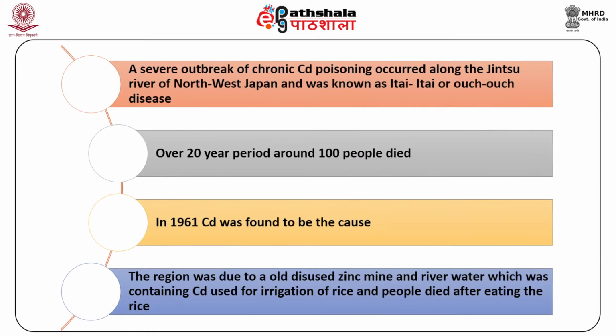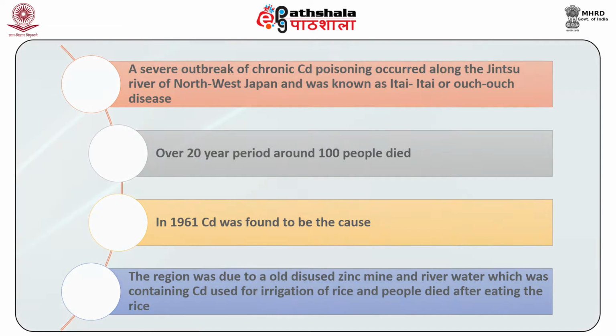A severe outbreak of chronic cadmium poisoning occurred along the Jinzu River of northwest Japan and was known as itai itai, or ouch ouch disease. Over a 20-year period, around 100 people died. In 1961, cadmium was found to be the cause. The region had an old disused zinc mine, and river water containing cadmium was used for irrigation of rice, and people died after eating the rice.